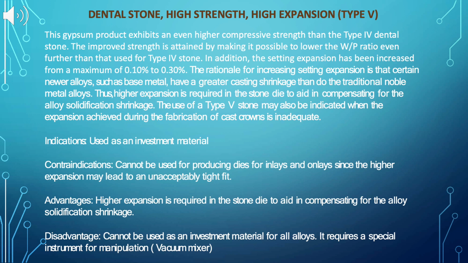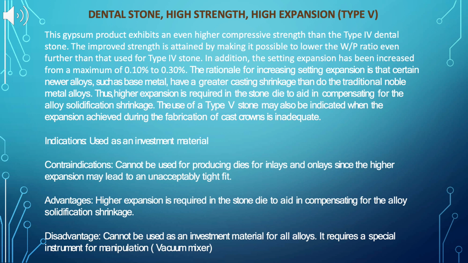The rationale for increasing setting expansion is that certain newer alloys, such as base metal, have a greater casting shrinkage than do the traditional noble metal alloys. Thus, higher expansion is required in the stone die to aid in compensating for the alloy solidification shrinkage.